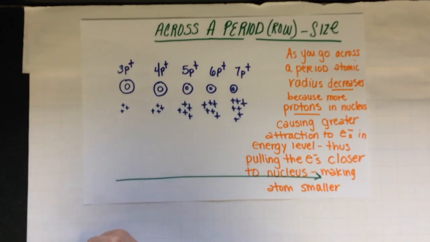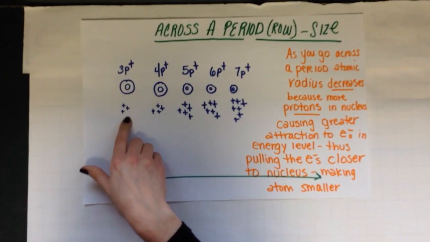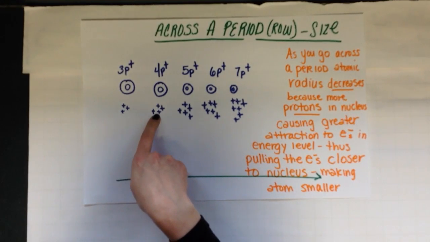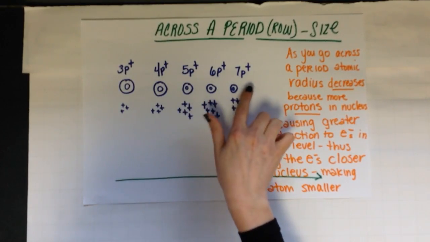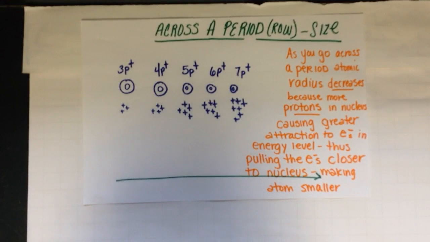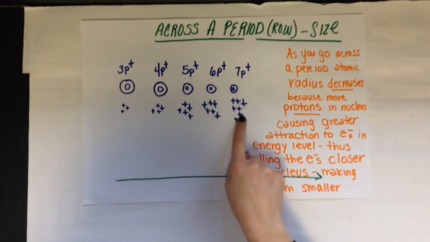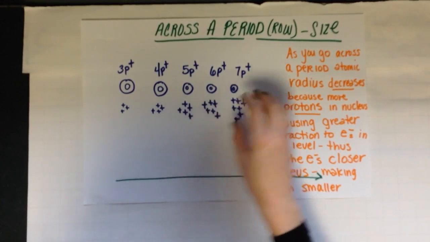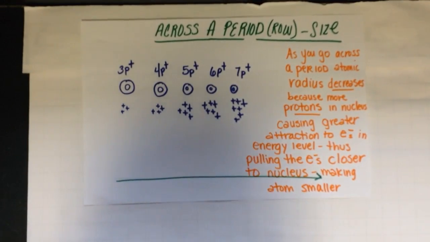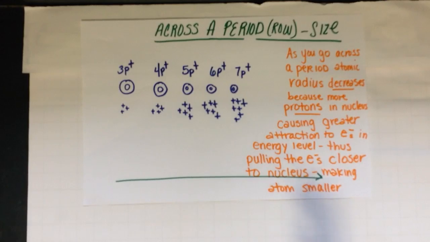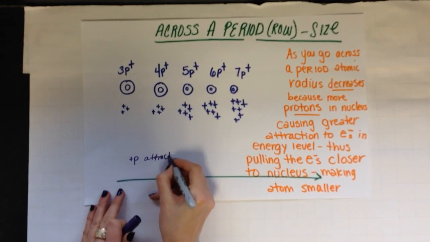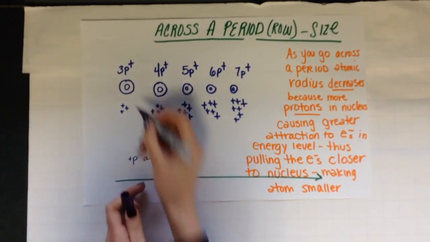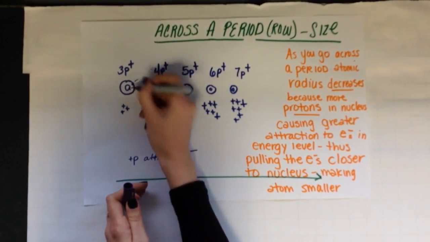If we look at that, we've got lithium, and there are 3 protons in the nucleus. Next to it, we've got 4 protons in the nucleus. Remember, the atomic number goes 3, then 4, then 5, then 6, then 7, and it's equal to the number of protons in the nucleus. So as I go from left to right, my protons are increasing. Look how many more protons I have over here. What do positive protons and negative electrons do? They attract. The positive protons are attracted to the negative electrons, and the electrons are out here in these energy levels.